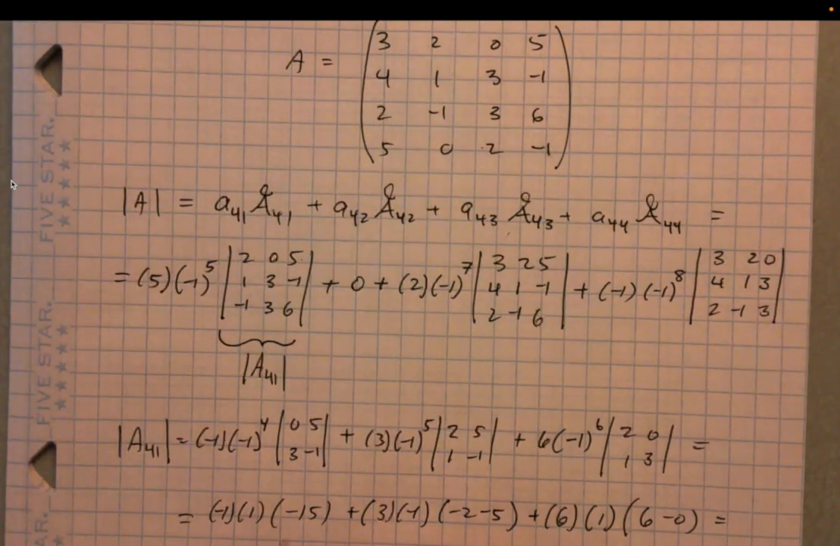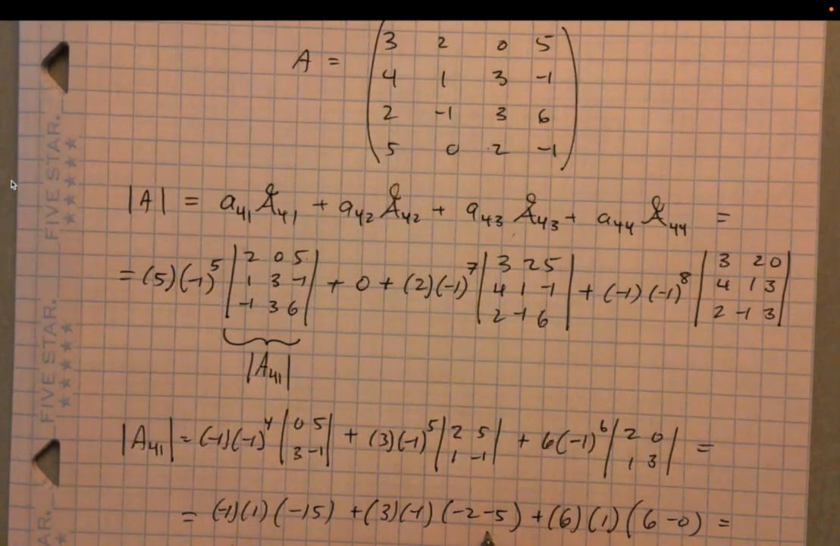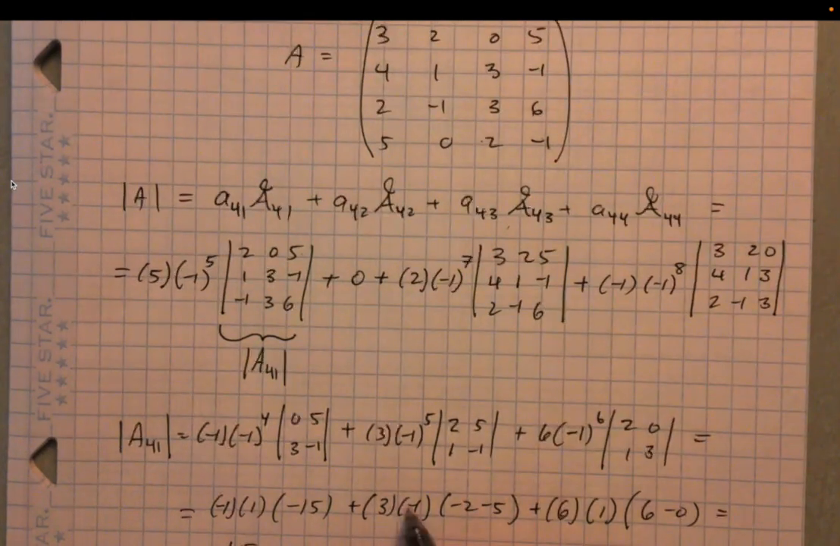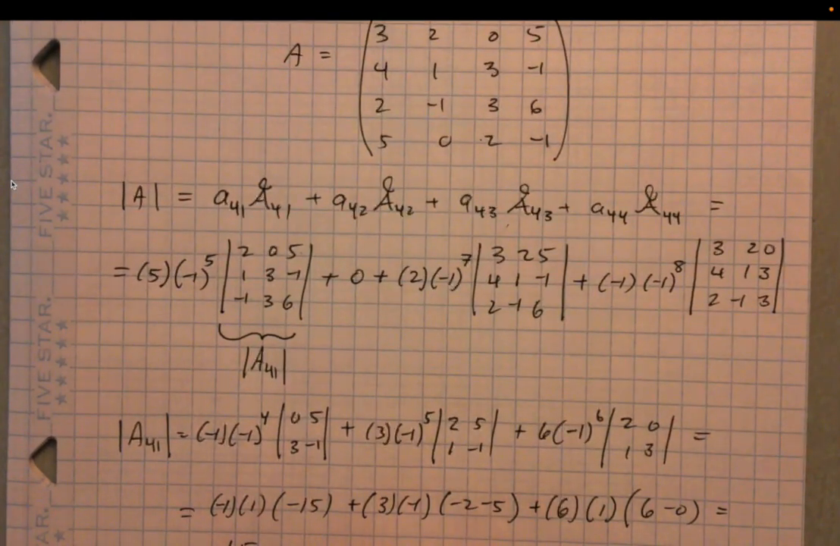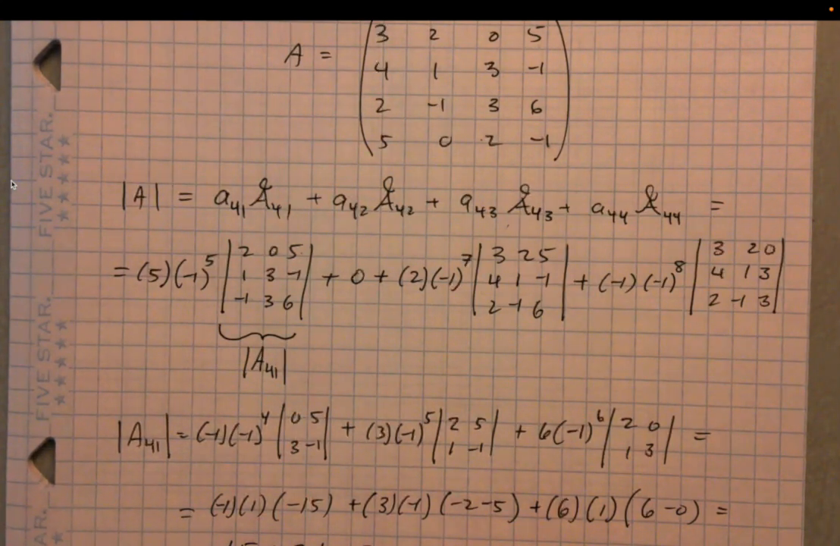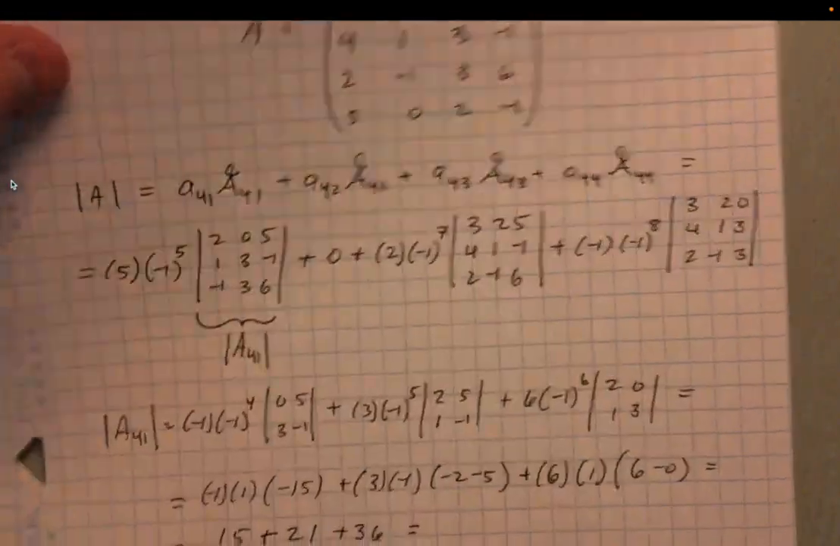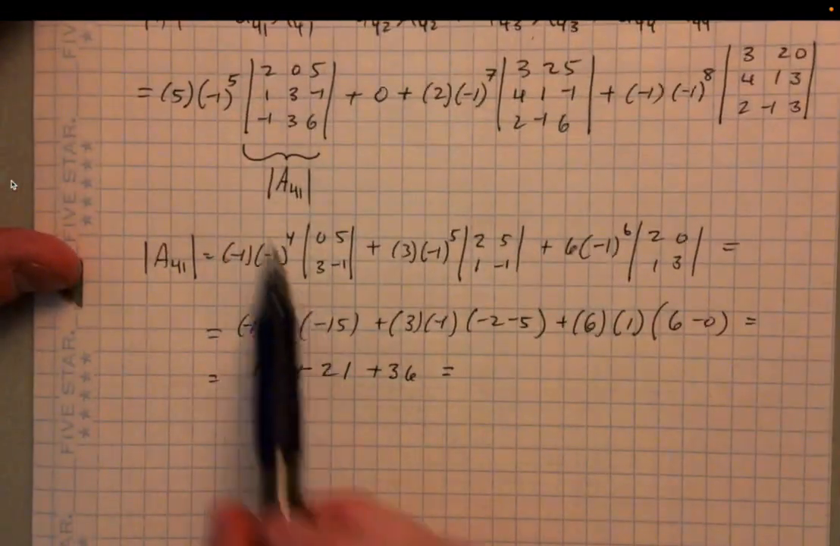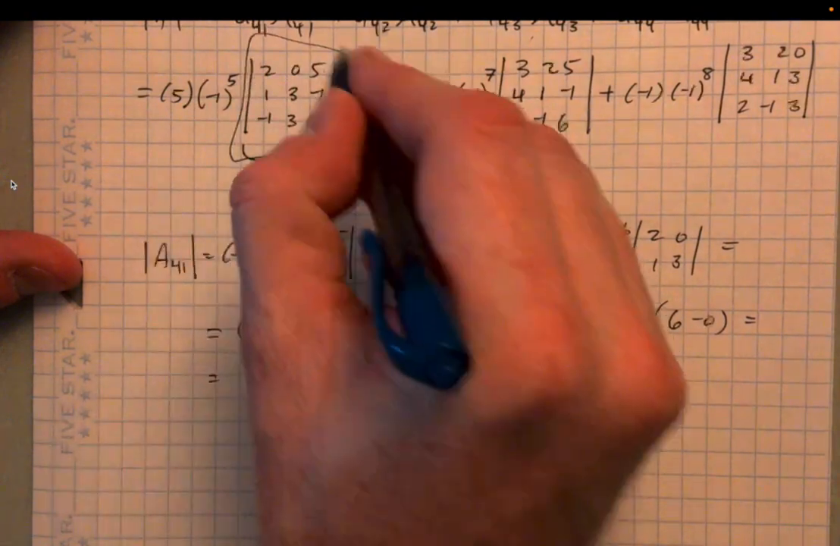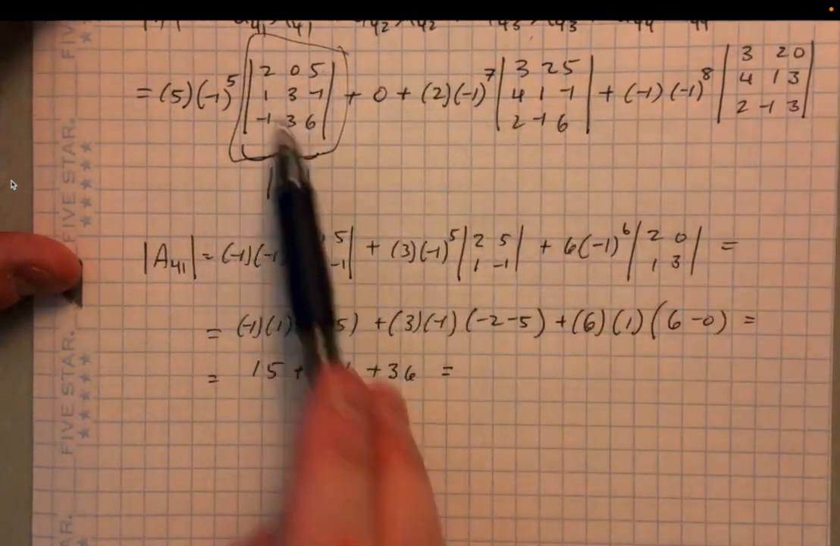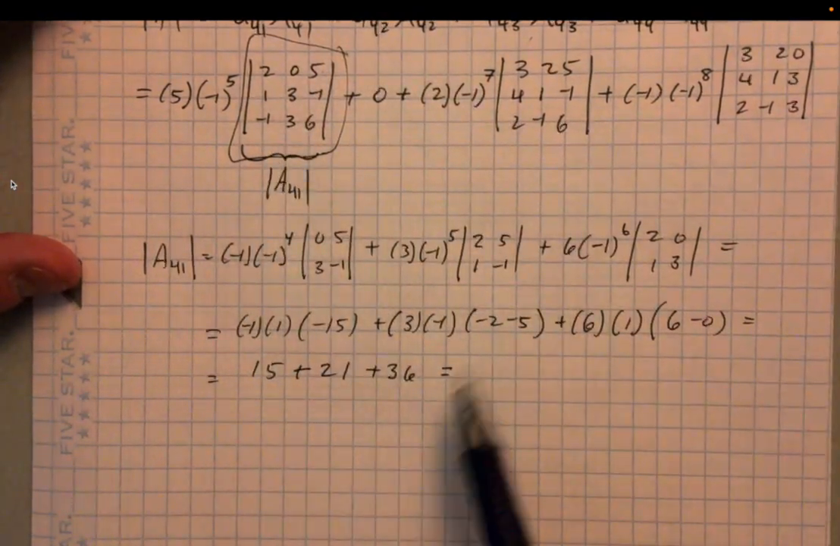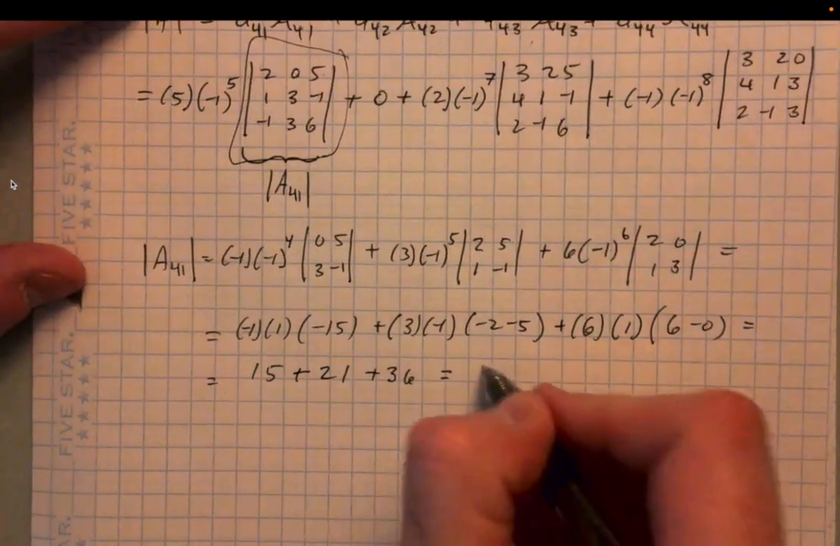And so finally, what do we get? 15 plus negative 3, so plus 21, and then this is 36. So for this 3 by 3, all we're doing is looking at this one so far. We've got to do the same thing for these. But for this one, this A41, we can see that the determinant is 72.